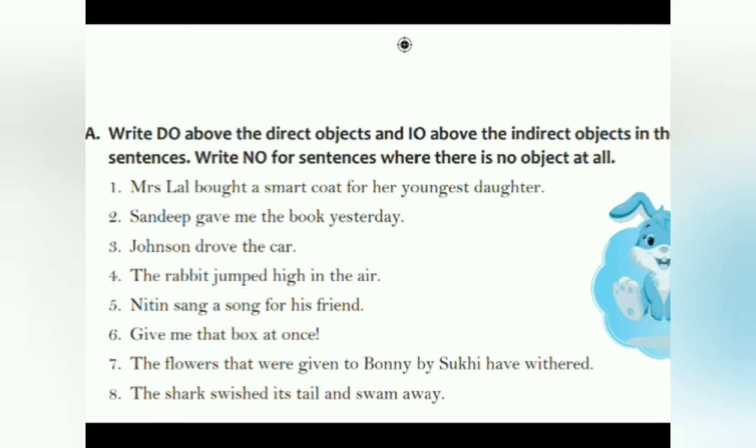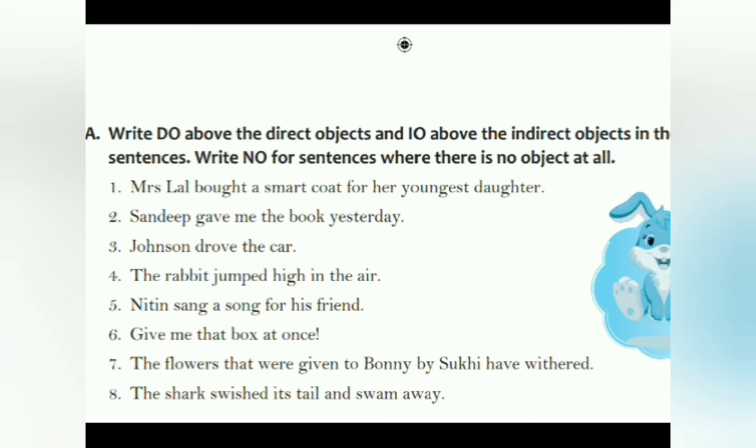Clear? Next is Nitin sang a song for his friend. Here Nitin is the subject, action is sang. What did he sing? A song. So a song is the direct object. Whom, for whom? He sang for his friend, and it's the indirect object. Next is give me that box at once. Me is the indirect object. What's the answer? That box. So that box is the direct object. Clear?